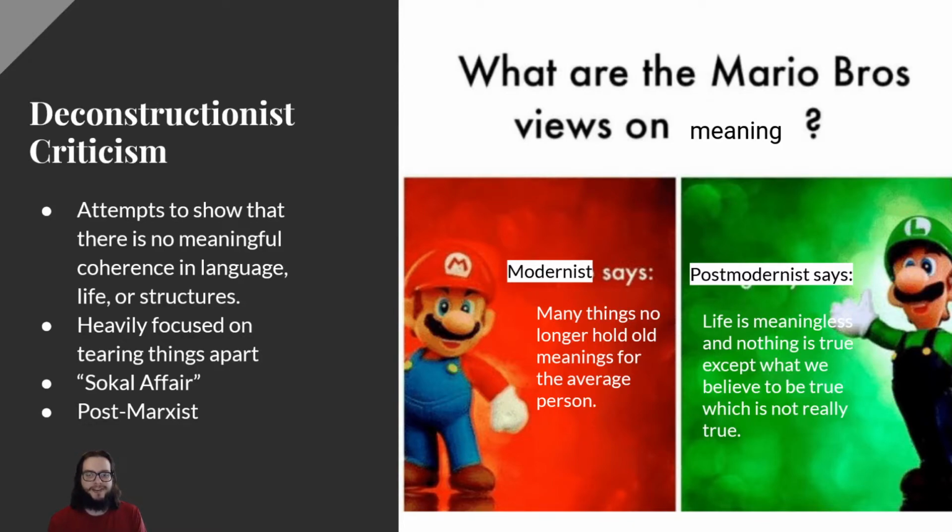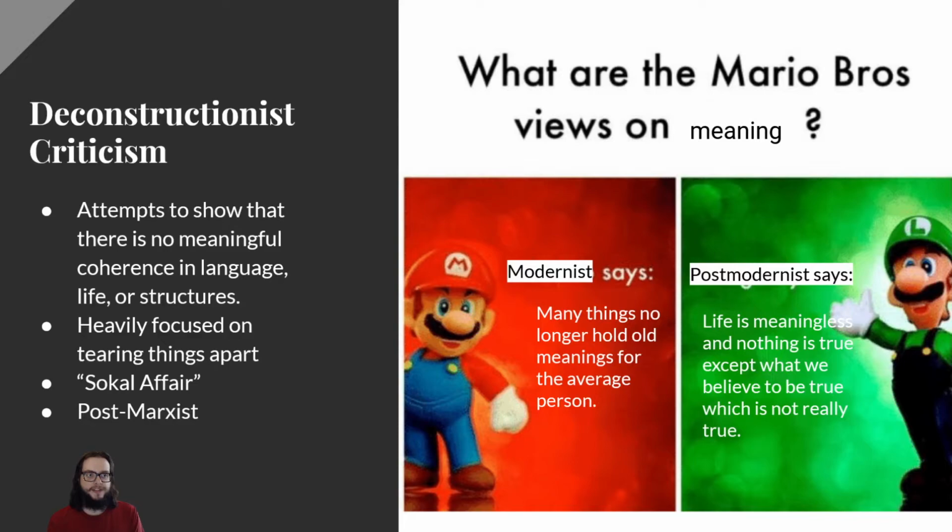So the modernist would say many things no longer hold meanings for the average person. For instance, Nietzsche's Death of God, again, is sort of the death knell of the Enlightenment and Romanticism and this move into modernity, though Nietzsche himself is very much almost romantic in his worldview. Postmodernism takes it a different direction and says, well, meaning's sort of a lie. There's no such thing as meaning. There's not even really such a thing as truth.